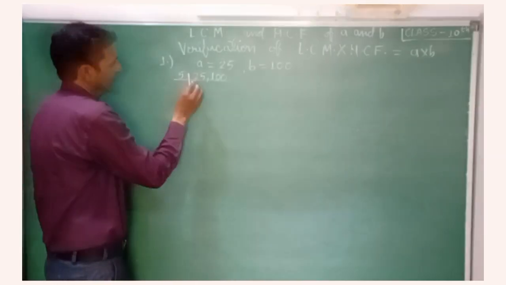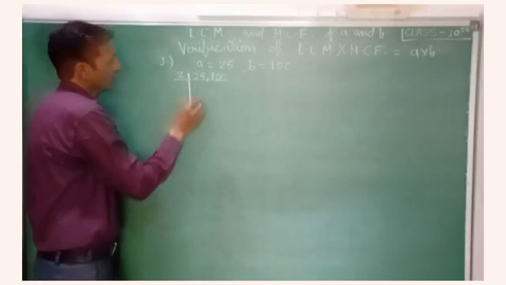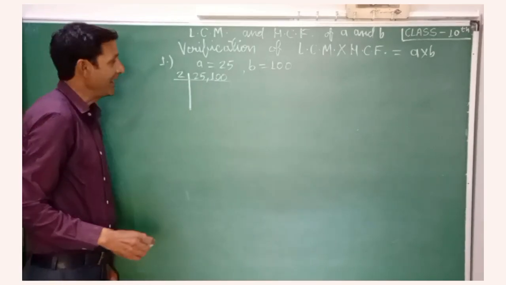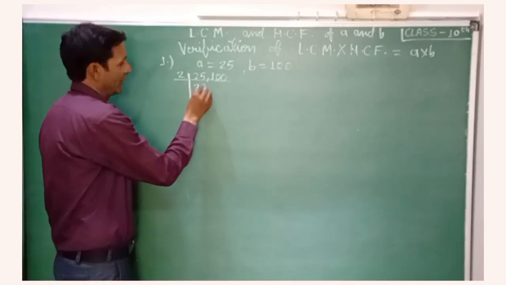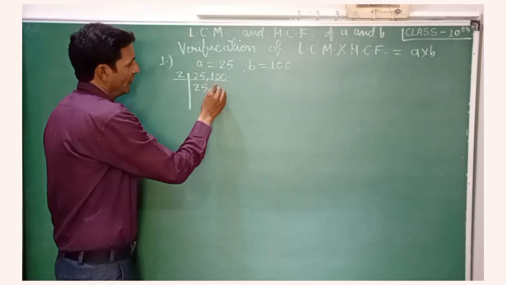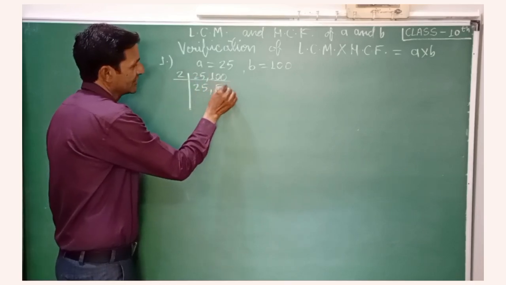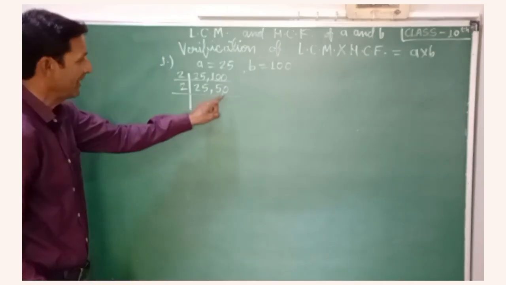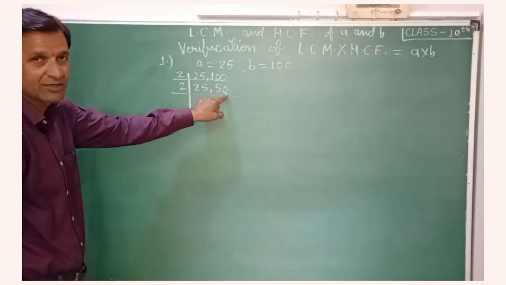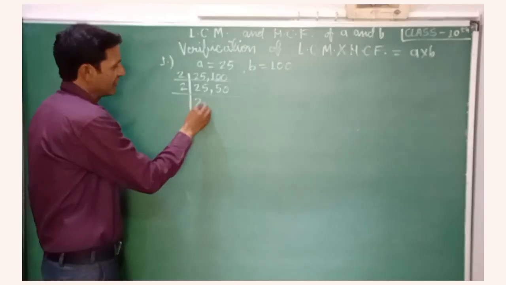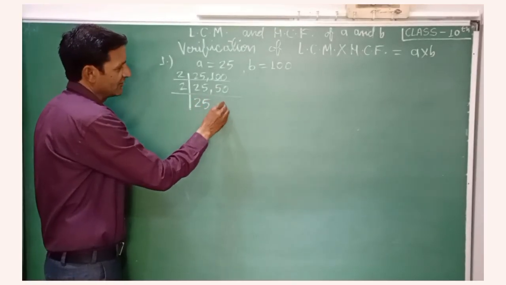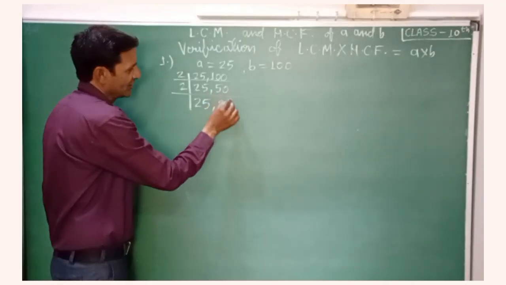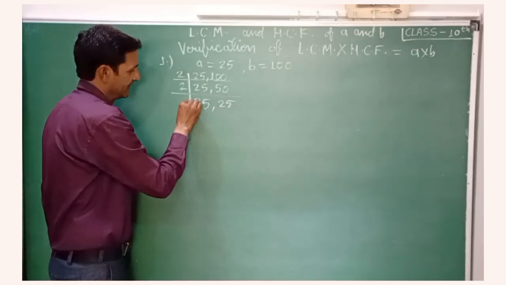First of all, 2. Because here it is 0 on one's place, it is divisible by 2. So 25 is not divisible by 2. 2 5s are 10, 0 is as it is. Again 2, it is divisible by 2 because here it is 0 on one's place. So 25 is not divisible by 2, 50 is divisible by 2, 2 2s are 4, 1 is remainder, 10, 2 5s are 10.